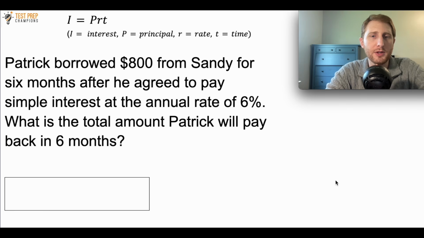Patrick borrowed $800 from Sandy for 6 months after he agreed to pay simple interest at the annual rate of 6%. What is the total amount Patrick will pay back in 6 months?